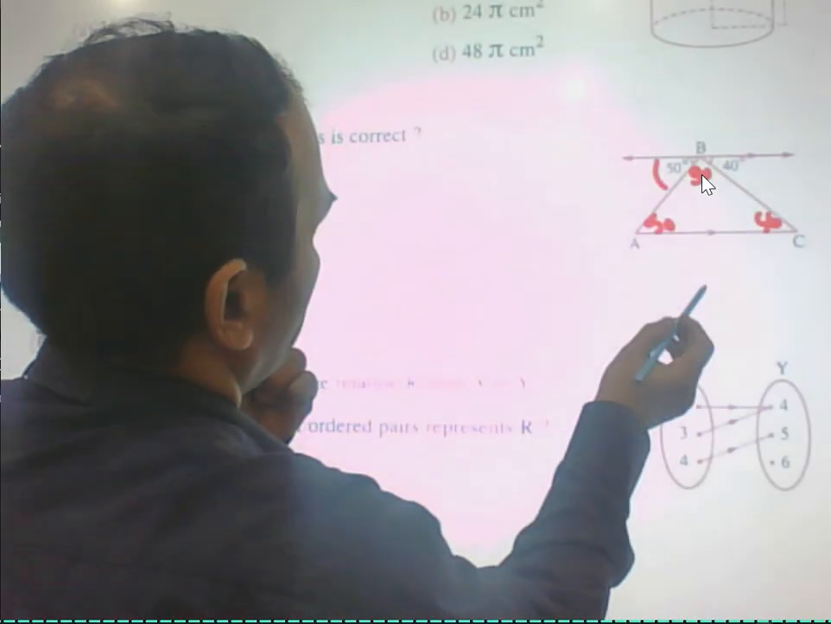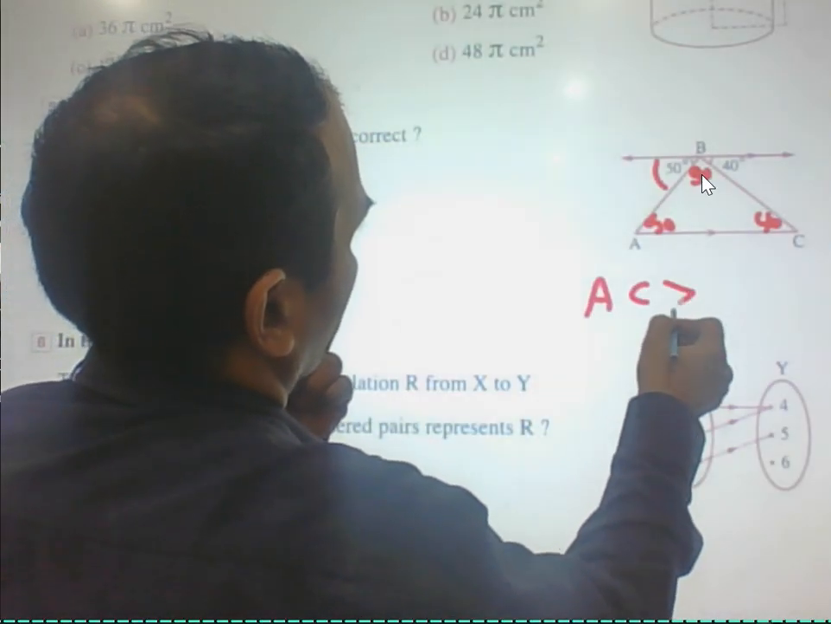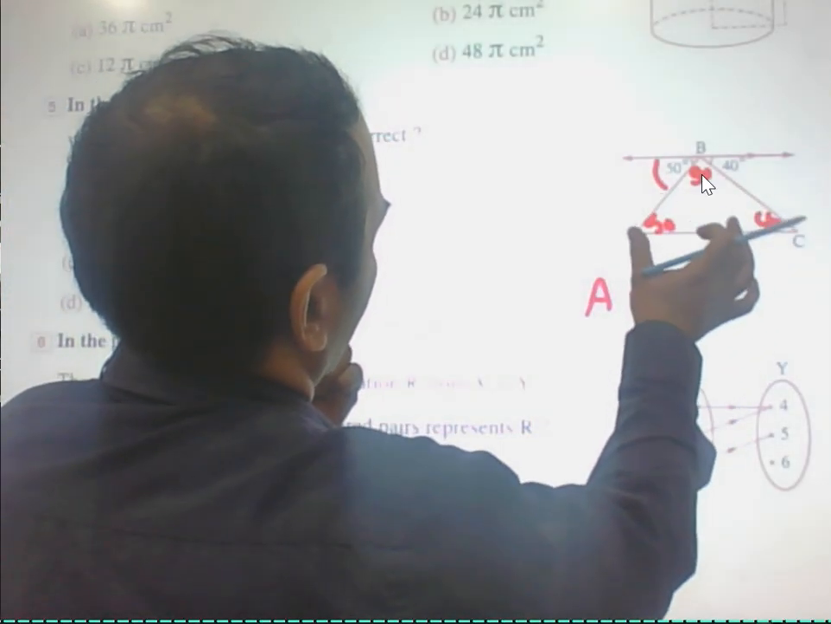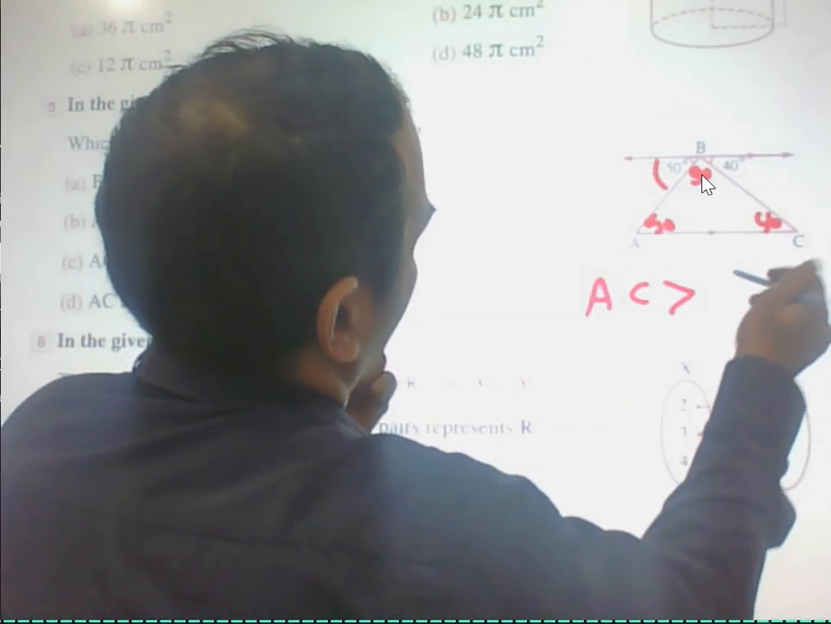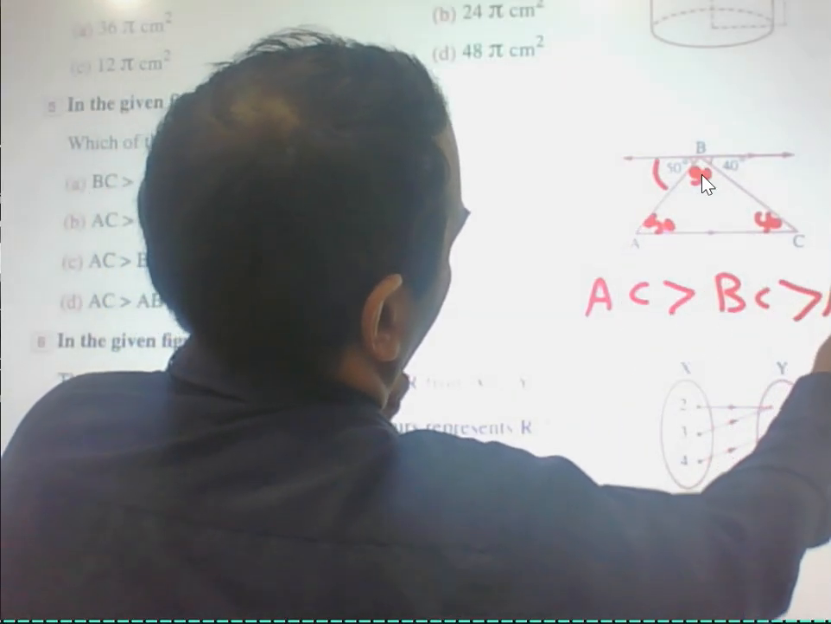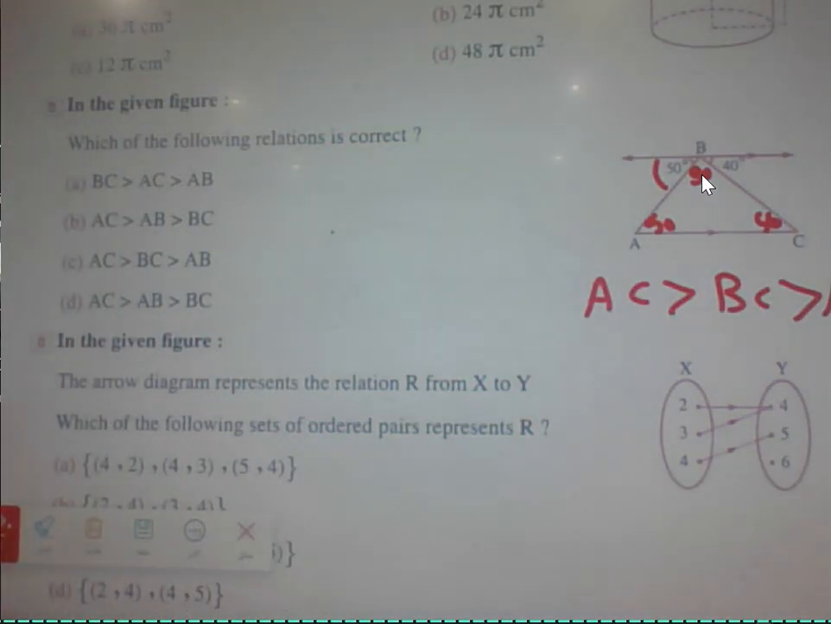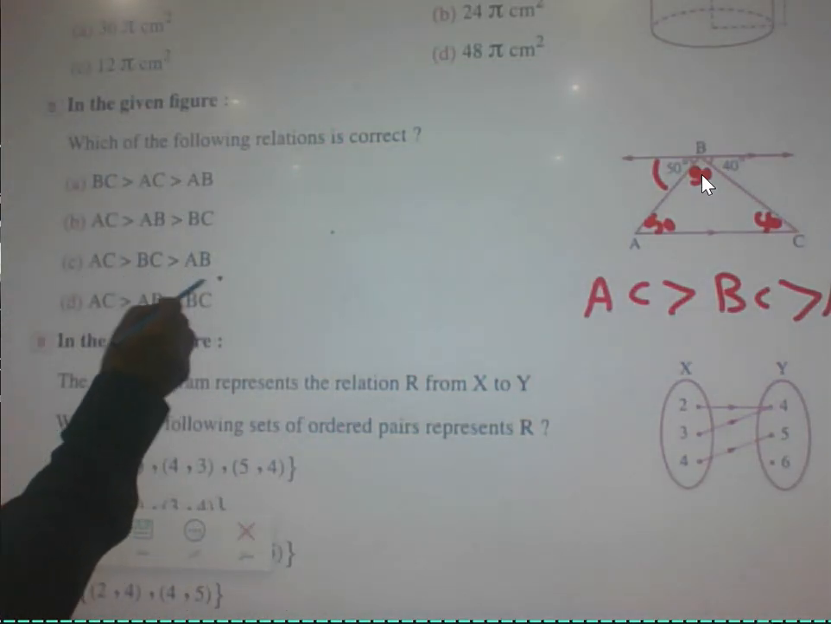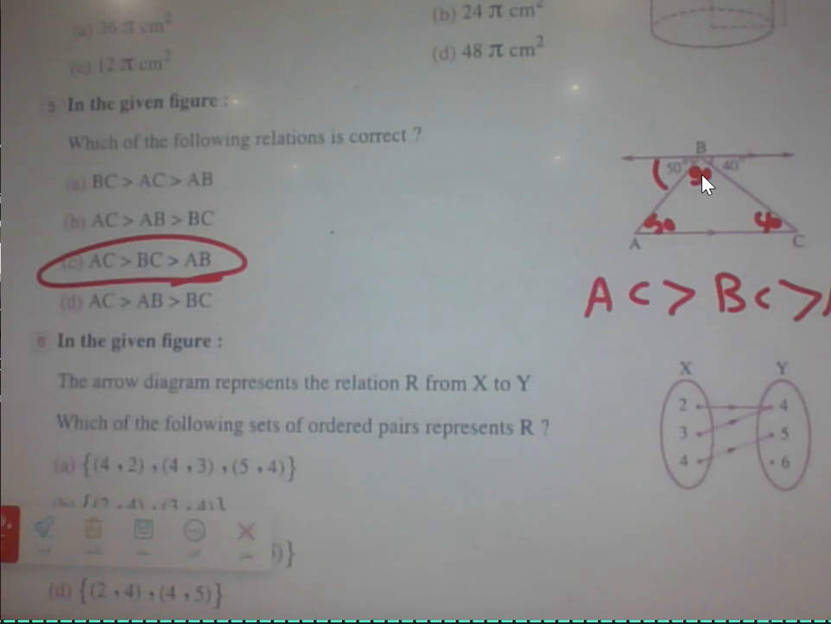So we can compare the sides here. First, EC will be greater than the others, as it is the hypotenuse in this triangle. The angle 50 is opposite BC, and 40 is opposite AB. Then EC is greater than BC, and BC is greater than AB. Choose letter C. The solution here is letter C.